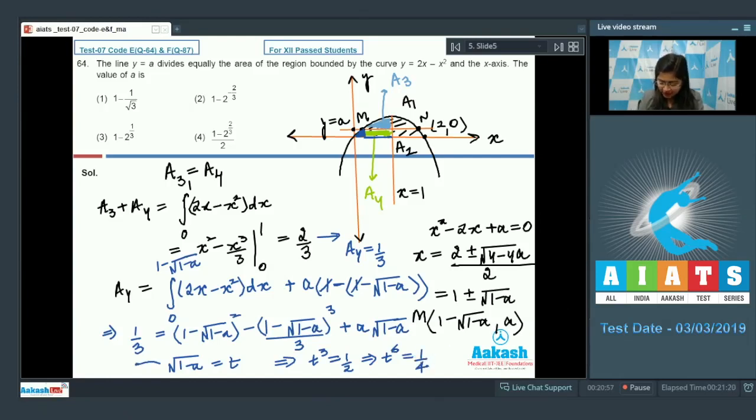As we have to find the value of a, from here we can see that as 1 minus a is equal to t square, a will be equal to 1 minus t square, right? So from here, let us find the value of t square. Taking cube root on both sides, we will get t square is equal to 1 by 4 raised to the power 1 by 3. So we can see that a is equal to 1 minus 1 upon 4 raised to the power 1 by 3. That can be written as 1 minus 1 upon 2 raised to the power 2 by 3. So the correct answer is given in option number 2.